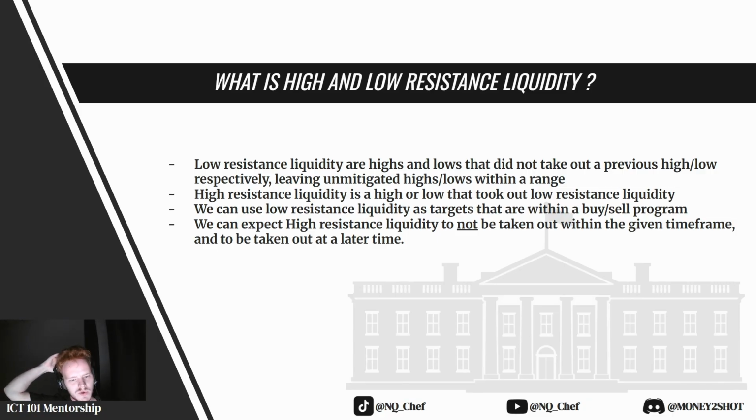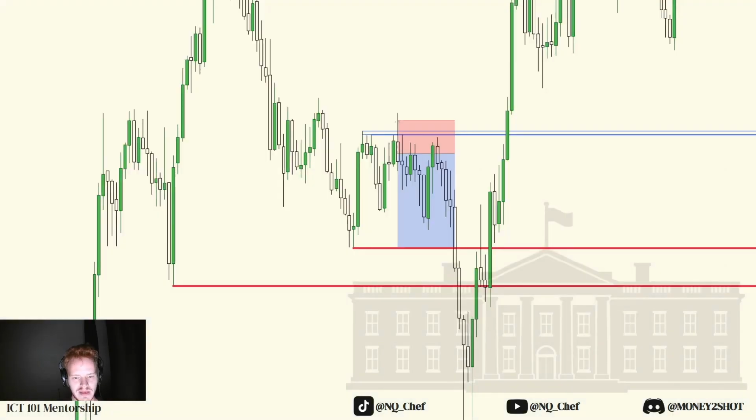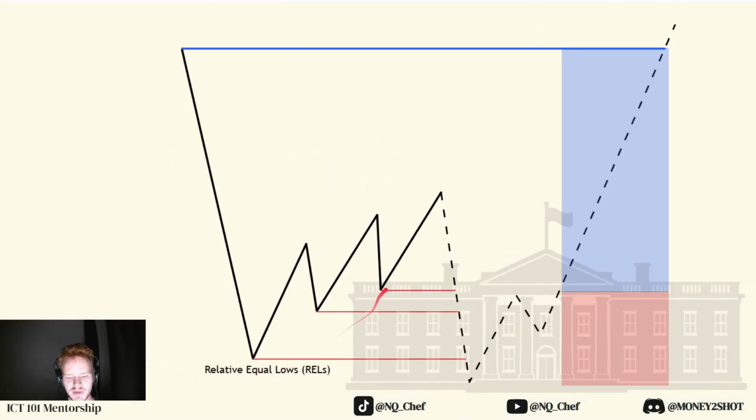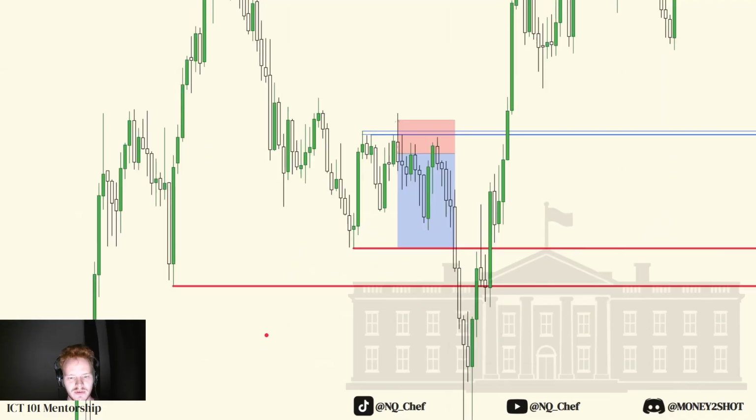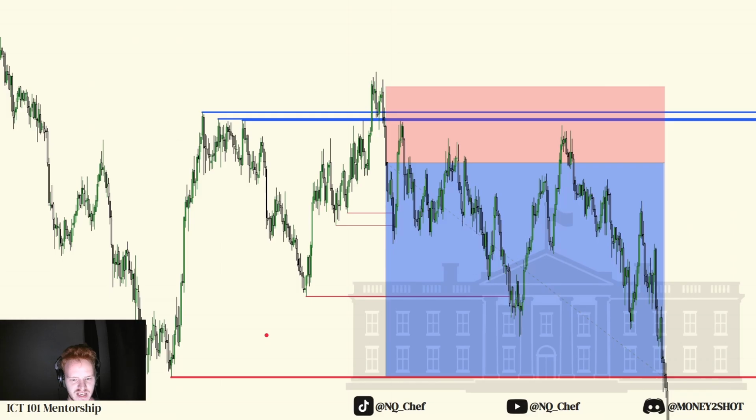To start off, low resistance liquidity are highs and lows that did not take out a previous high and low, respectively, leaving unmitigated highs and lows within a range. Let's go back to the other examples. This can be an example of low resistance lows, right? And you can actually consider them the same. So low resistance liquidity can be relative equal lows, but not all relative equal lows are low resistance liquidities, because sometimes we can have, see if there's examples.